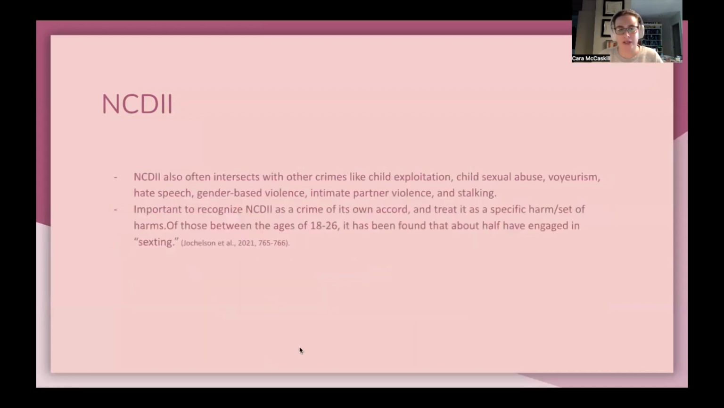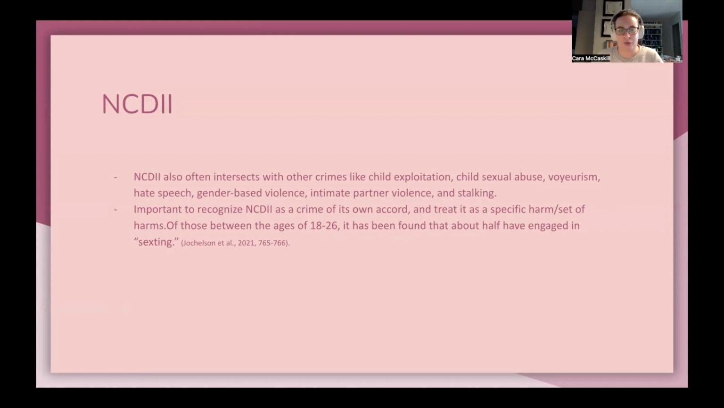And again, with the intersection of crimes, NCDII often intersects with crimes like child sexual exploitation, child sexual abuse, hate speech, voyeurism, gender-based violence, intimate partner violence, and stalking. And even though it does intersect with these other crimes, it's important to recognize it as a crime of its own accord because it does perpetrate a specific set of harms.